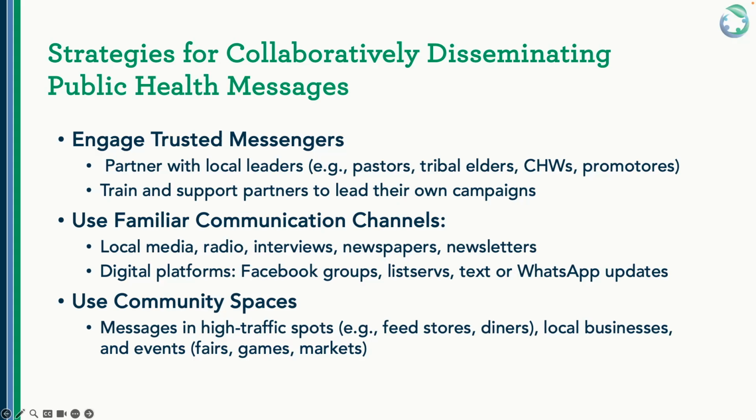So, what strategies can we use to collaboratively disseminate public health messages with rural communities? Let's explore several strategies we've learned from partners in the field. This includes engaging trusted messengers, partnering with local leaders, and training and supporting partners to lead their own campaigns. Another strategy is using familiar communication channels. This includes local media, radio, interviews, newspapers, newsletters, digital platforms, Facebook groups, listservs, text, WhatsApp updates.